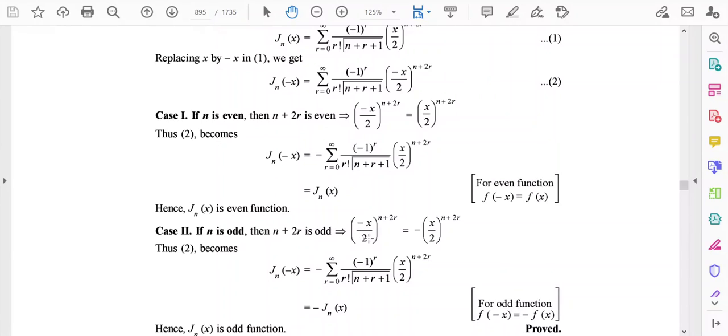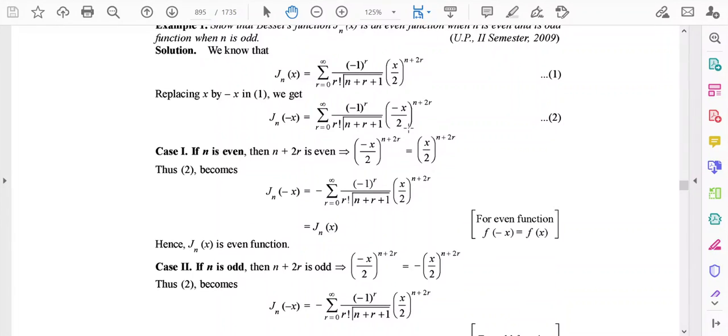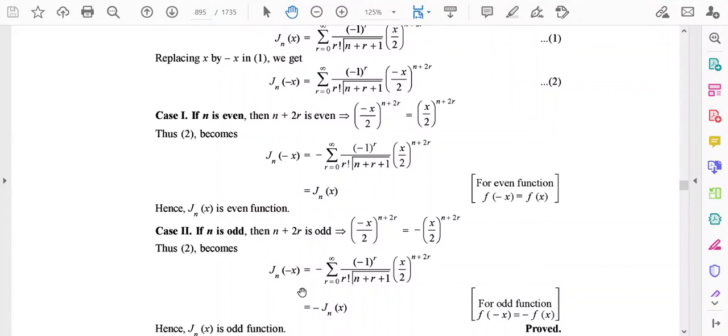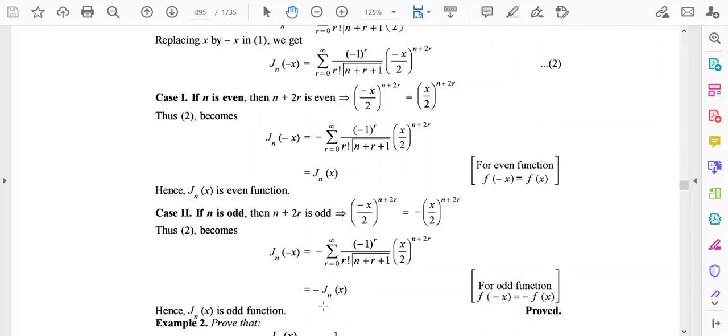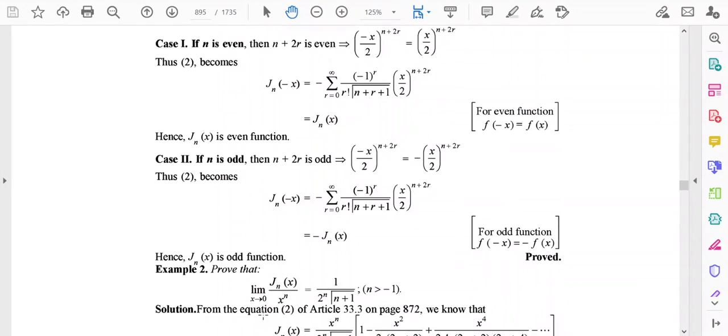And when n is odd, then n + 2r is also odd. So (-x/2)^(n + 2r) will be minus of (x/2)^(n + 2r). So Jn(-x) will be, we will write minus of this one in place of this first bracket. So the minus sign will come first, then (-1)^r divided by r factorial gamma(n + r + 1) times (x/2)^(n + 2r), that is minus Jn(x). So Jn(-x) is equal to minus Jn(x). So Jn(x) is an odd function. So this is one of the properties.